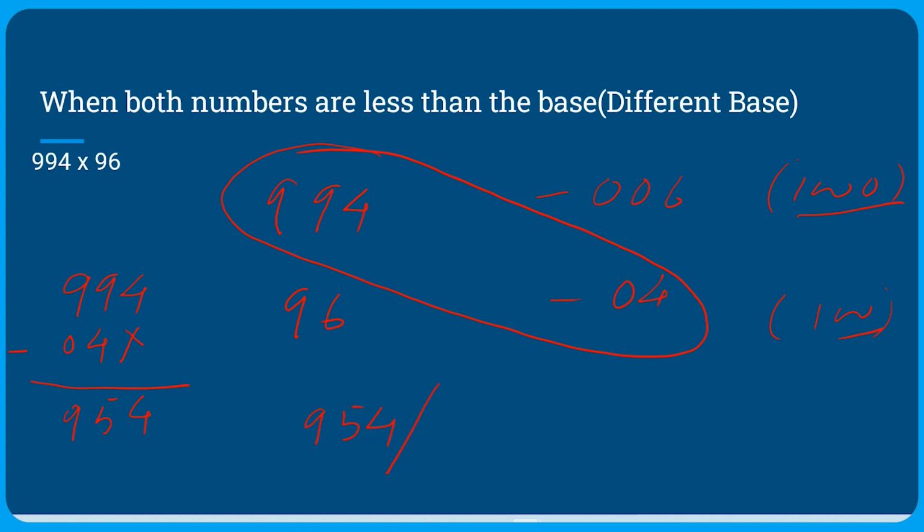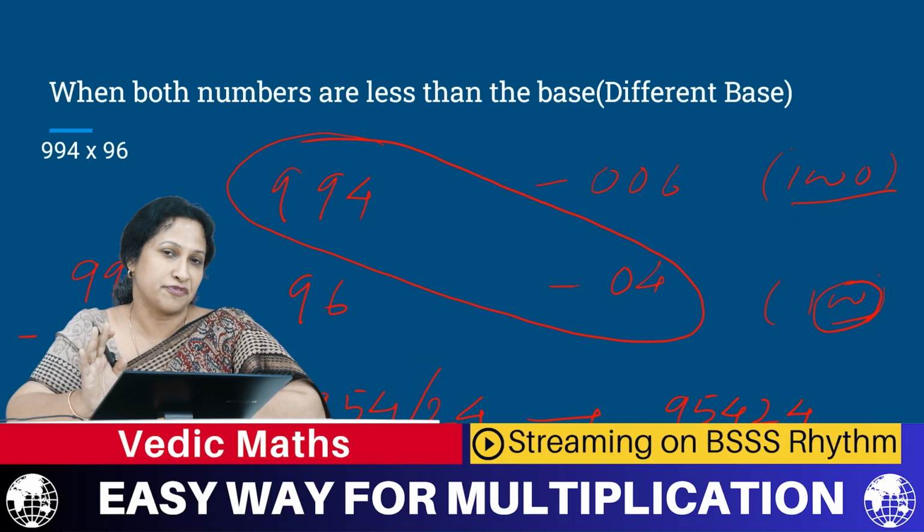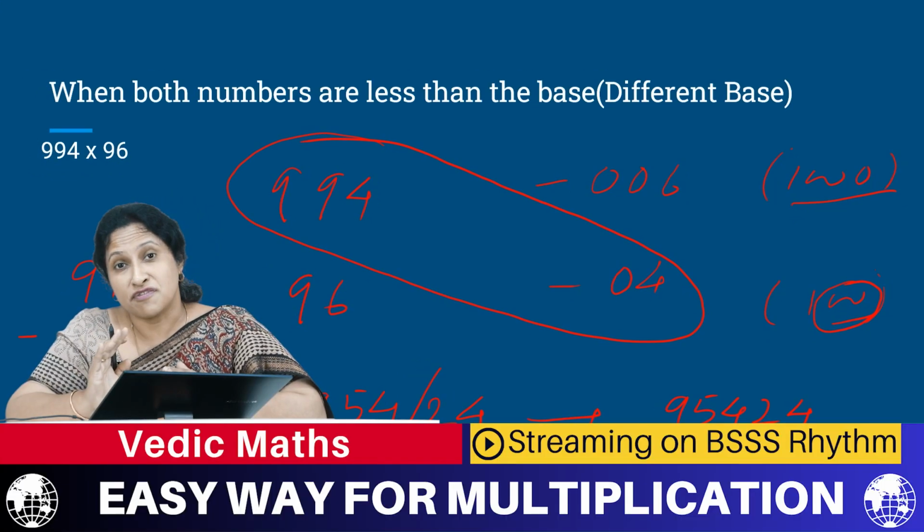954 is the first part of the answer, and for the second part, 6 4s are, we all know, 24, and when you talk of 24 you will take the full 24 because you will have to consider the lower base. So, the answer becomes 95424, which is 95,424. Isn't that easy? And isn't that interesting that you learned a new technique of multiplication in a different base wherein you have deficient values, alright.